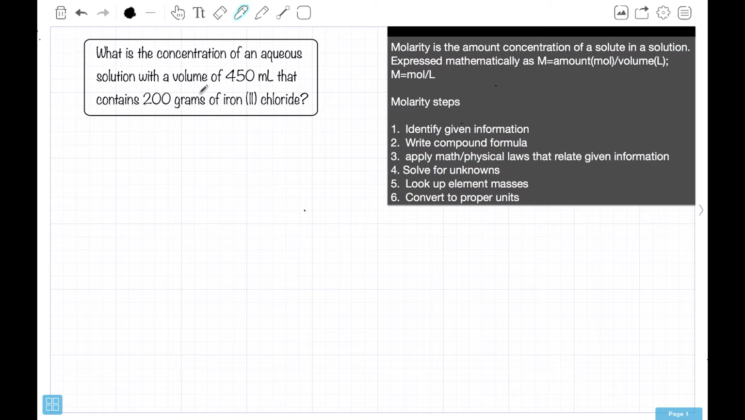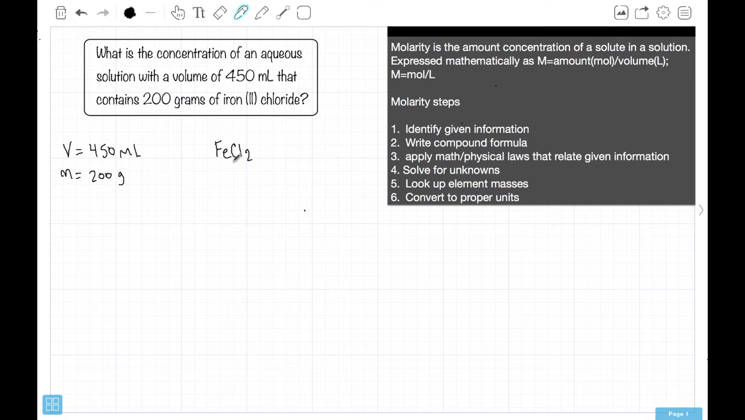And the next thing says that you have a volume of 450 milliliters. So I'll write that as my first given, 450 milliliters. And it says you have 200 grams. That's a mass. So I'll write 200 grams. And you're dealing with iron 2 chloride. So the compound formula for that is FeCl2. And if you're unsure about how I came up with that formula, I have videos on writing compound formulas and you should check those out.